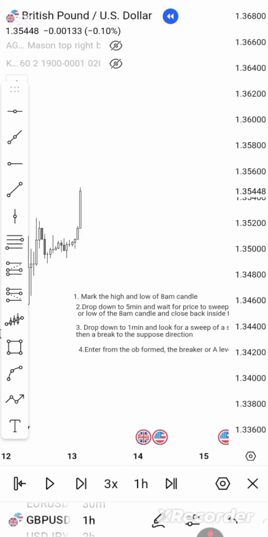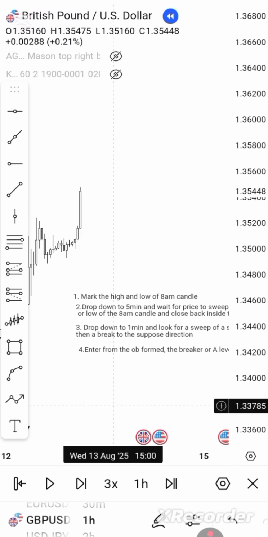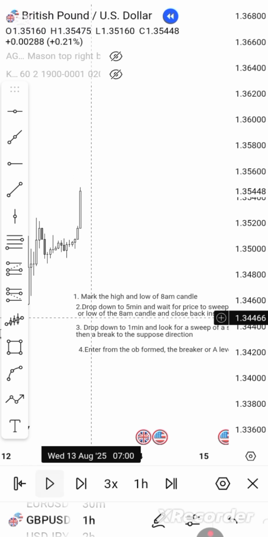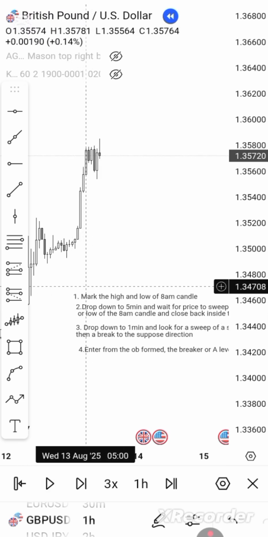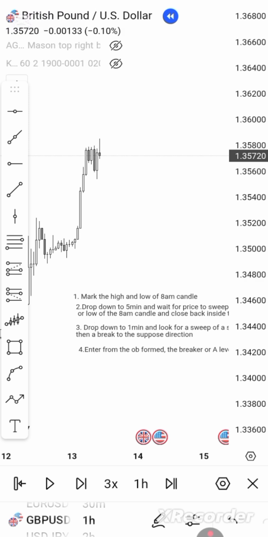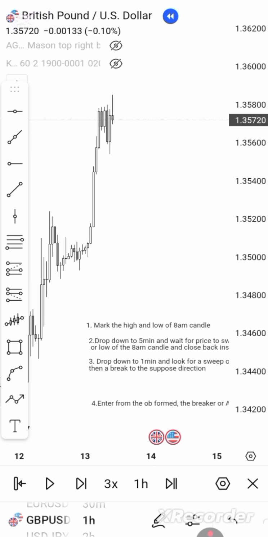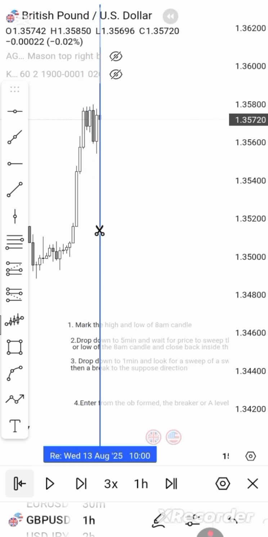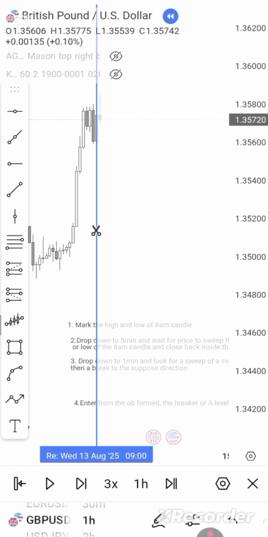So let's just look for an 8 a.m. candle. Okay, what time is this? Okay, play it a little bit and see if there's an 8 a.m. candle. Okay, this is an 8 a.m. candle here. Please, let's do it together. Take note of the notes I gave you. We are going to follow the notes exactly as they are.